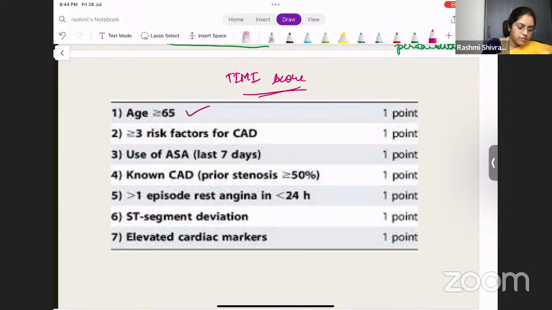Age more than 65 years, more than three risk factors for coronary artery disease like hypertension, dyslipidemia and so on, use of aspirin in the last 7 days, a known CAD, meaning the patient already has a prior stenosis more than 50%, more than one episode of rest angina in the last 24 hours, ST segment deviation, which can be either an elevation or a depression, and elevated cardiac markers, which can be troponins or CKMB. When all these are there, you mark 1 point each, so that you will know the risk.